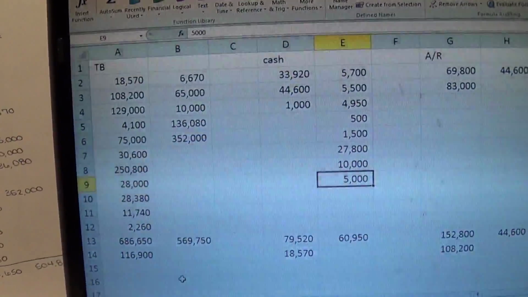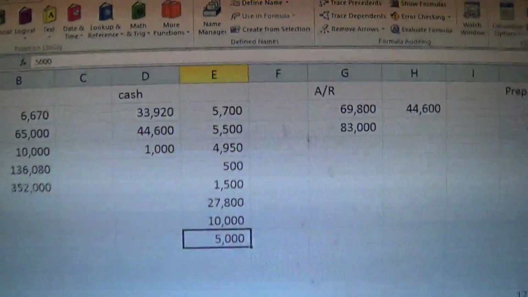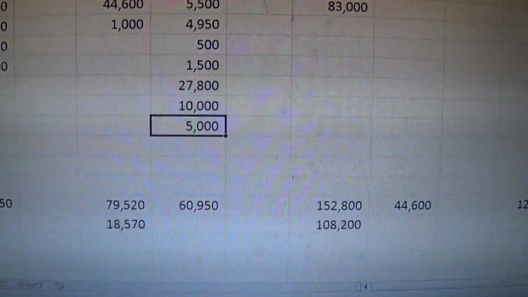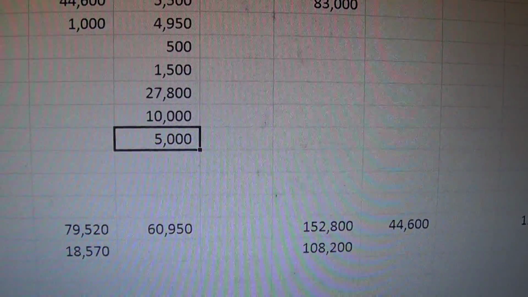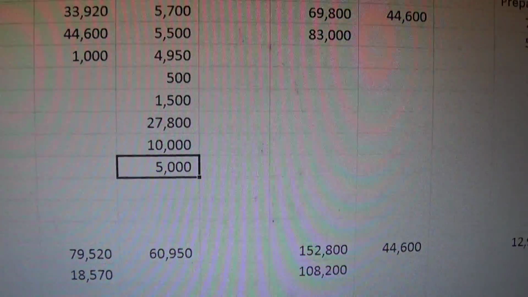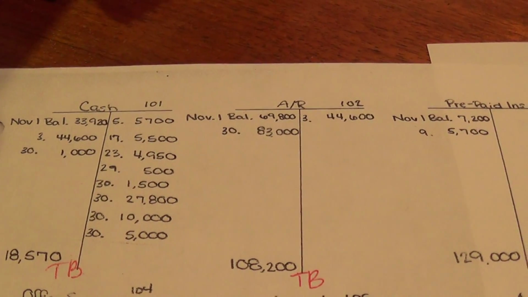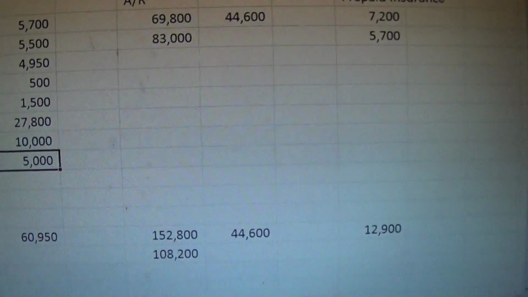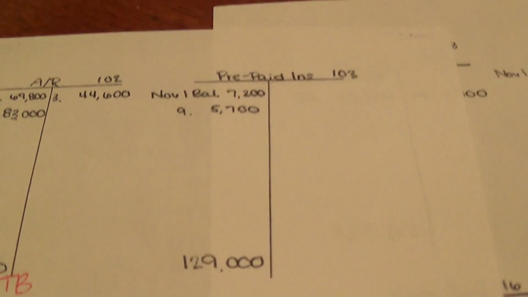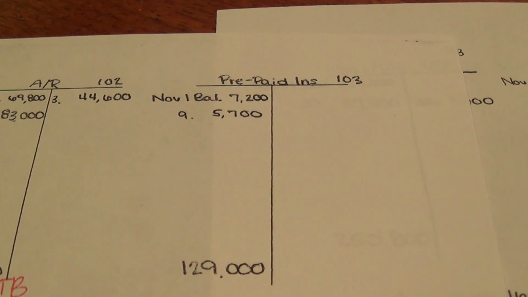So here's my original trial balance, here's my cash. When I added it up, I put my sums in there, and the balance is $18,570, just like it appears in the ledger. So this one is correct. Accounts receivable 108,200. When I put it in there, it's 108,200. Next one is prepaid insurance, and it appears here as 129,000.